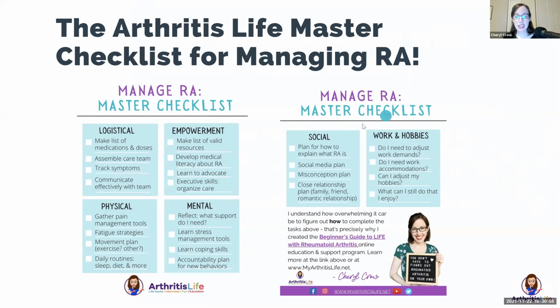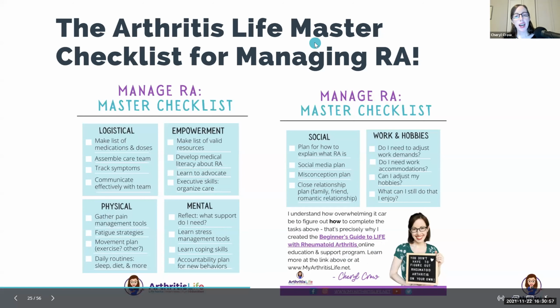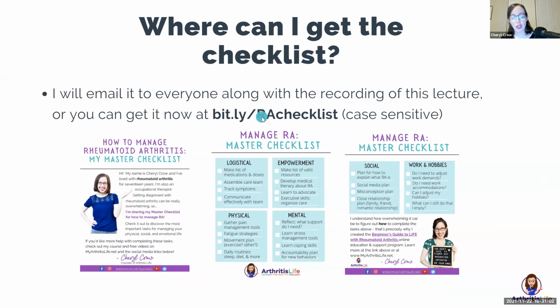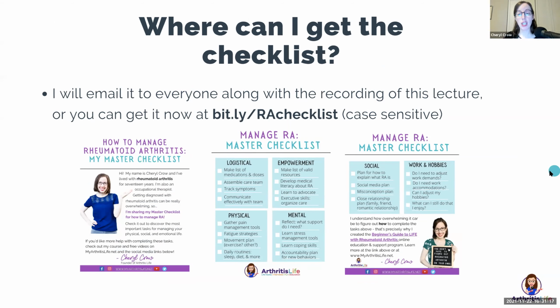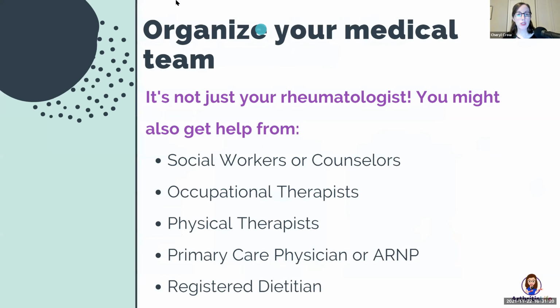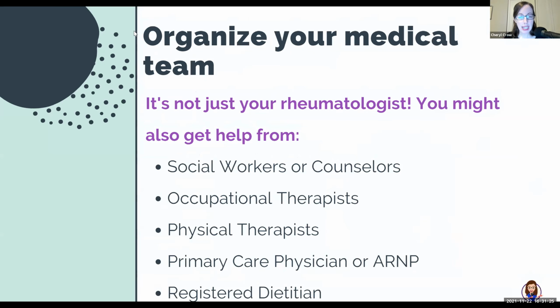This is the old name, but I developed this little checklist and I'm going to email it to you. You can also download it at bit.ly/RAchecklist, case sensitive. Hopefully that will help you get everything in one place, like your to-do list as a newly diagnosed patient. And a lot of these things, because it is chronic, you will continue to do. I know a few of you trickled in, so feel free to ask questions in the chat or raise your digital hand as I go along.